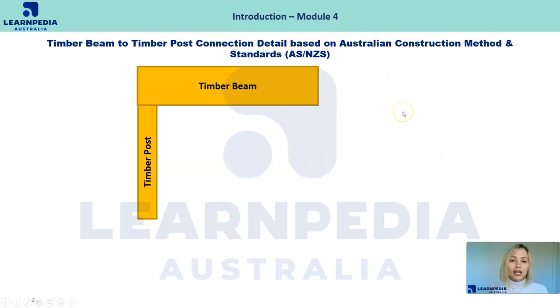To connect the beam to the post in the porch area, one way is to have steel plates or flat bars and connecting the timber beam to the timber post using bolts. Now, how do you connect this timber post to the footing? Because this is in the porch area. So how would you connect the timber post to the footing?